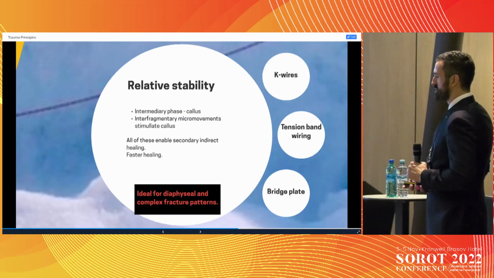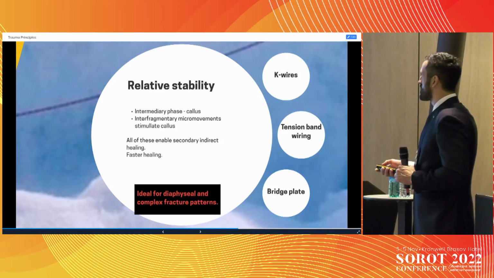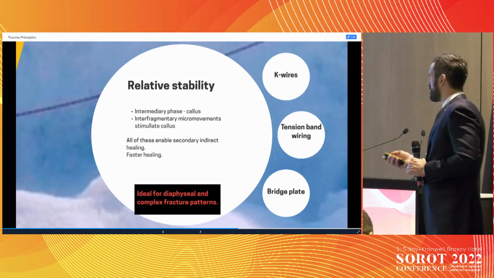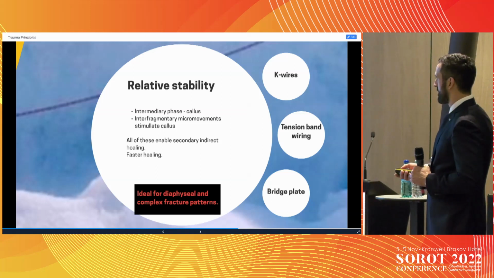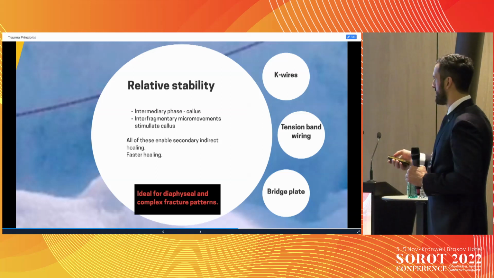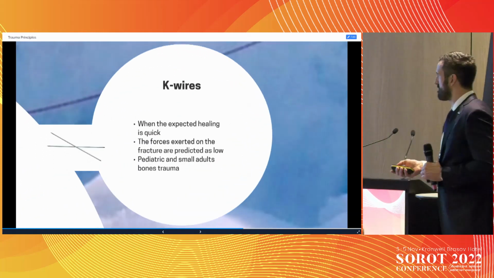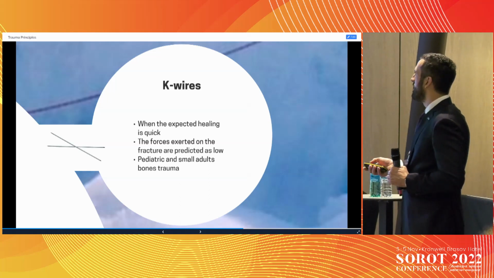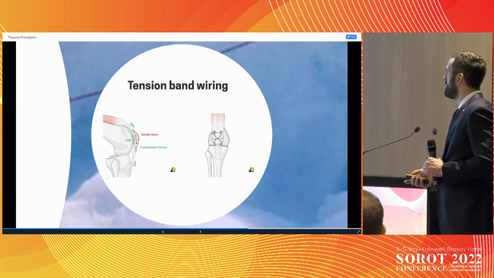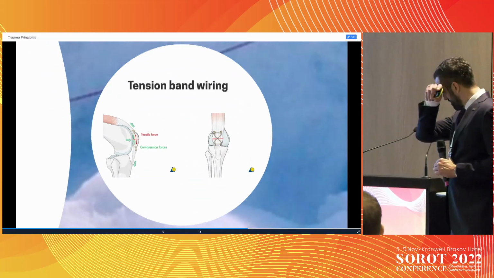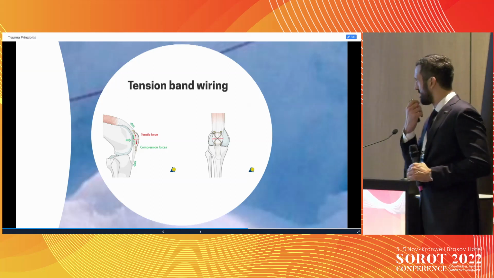There are some osteosynthetic materials that provide a relative stability, which can lead to callus formation. All of this enables secondary indirect healing, which is faster than the stable healing. K-wires, usually done in pediatric trauma, and when the expected healing is quick. Tension band wiring, usually done for patella now. I like to do it for medial malleolus also.